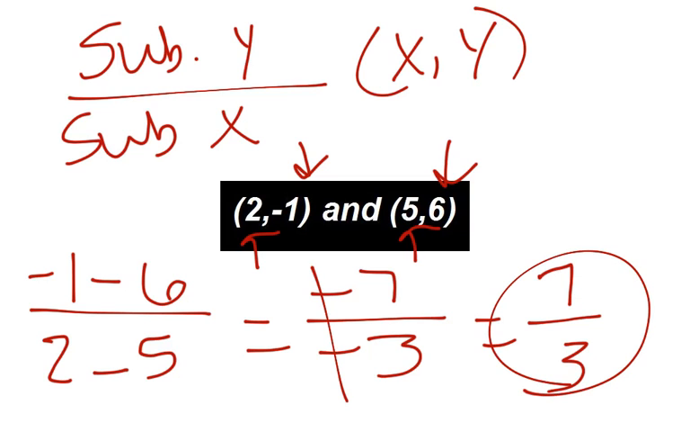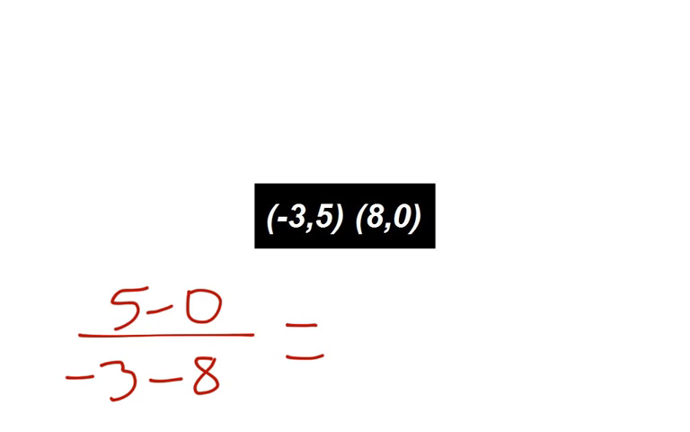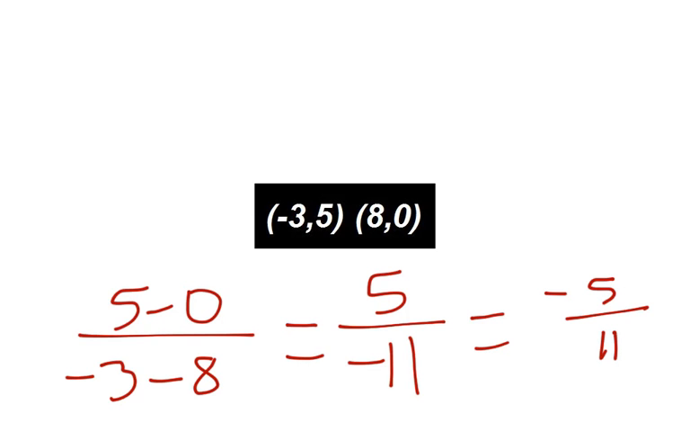That's your answer. So you're going to subtract your y's on top, so 5 minus 0, and your x's on bottom, negative 3 minus 8. 5 minus 0 is 5. Negative 3 minus 8 is negative 11. I don't like a negative in the bottom. Either put it in front of the whole thing or in the top. So negative 5 over 11 is my slope.